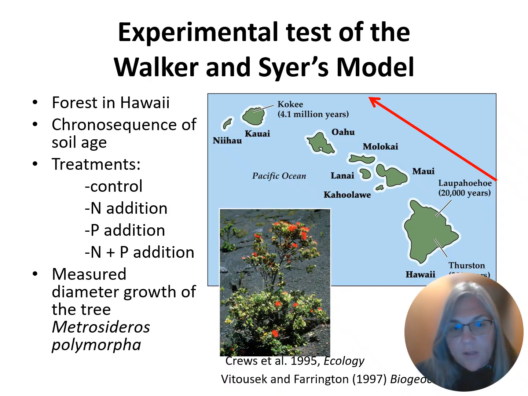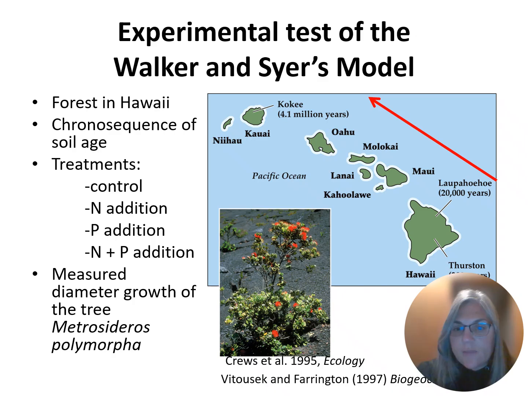Like great scientists we all are, people want to study and actually test that. So there's a very historical study, an iconic study in ecosystem sciences, where they tried to test to see if what Walker and Syers proposed is actually seen in ecosystems. In this study, they used a series of islands in Hawaii that varied in soil age. Because these islands are created by volcanic activity, there are different ages of the islands and the soil. So this is called a chronosequence of soil age.